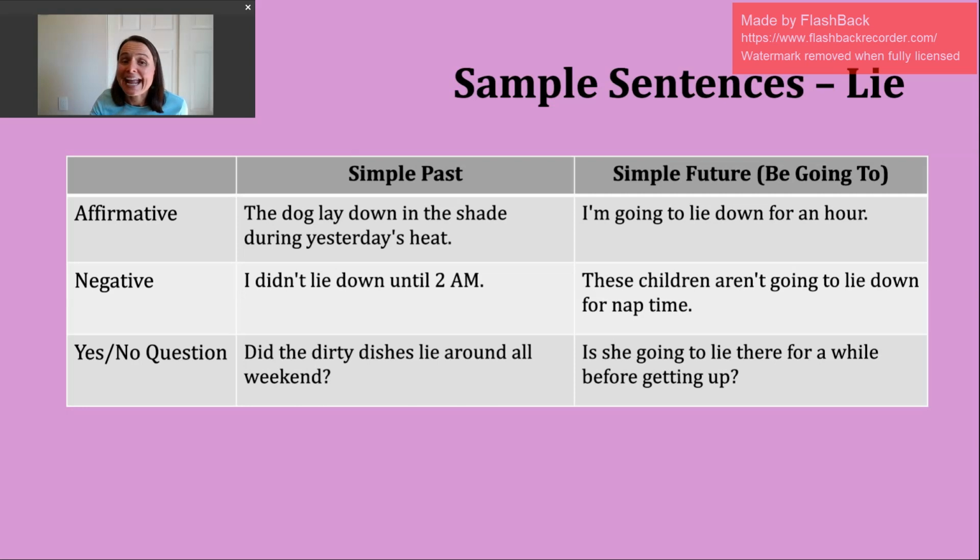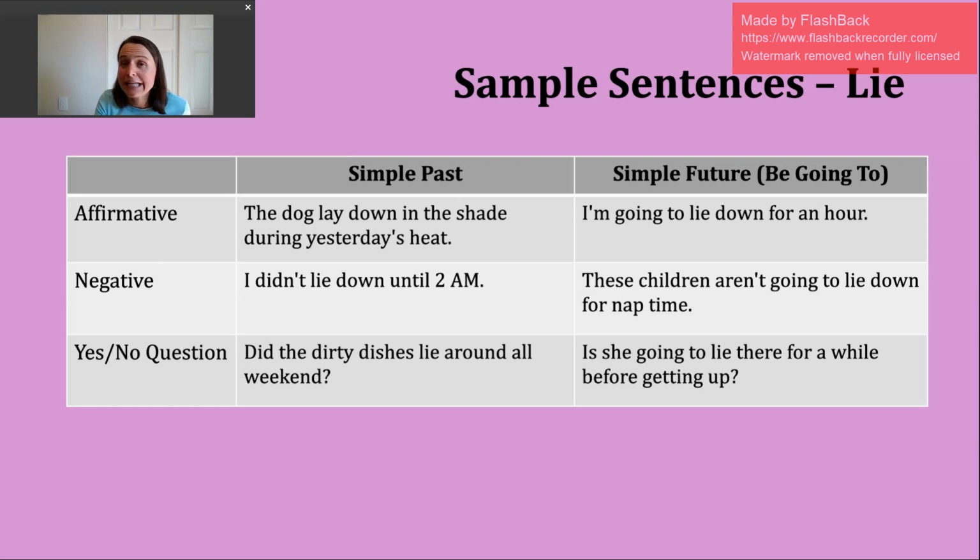If you want to make a negative simple past tense sentence, you should use did not and then the base verb lie. You might hear some people use the contraction form didn't and then the base verb, and you can see that in the example. I didn't lie down until 2 a.m. So someone was very busy, they didn't begin to rest until that period.